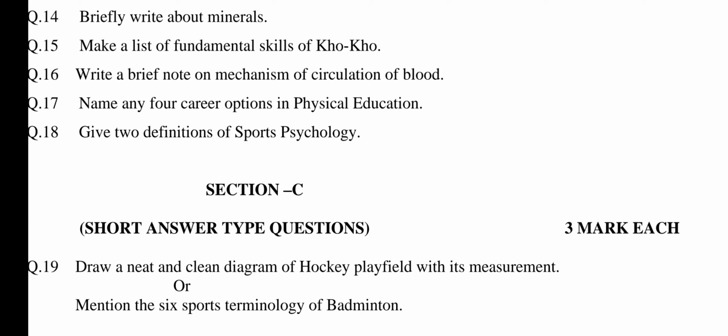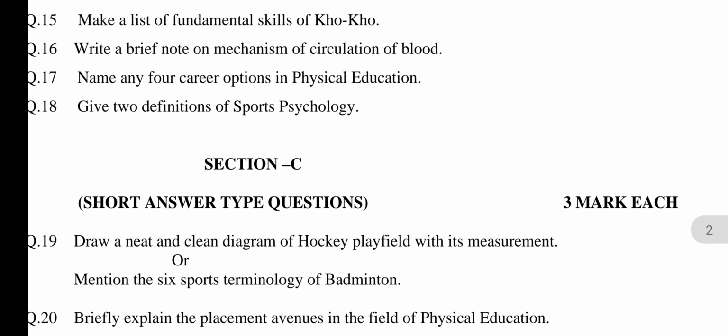Make a list of fundamental skills of Kho. This question is related to chapter number 6, concept of major games and sports. The answer may be: fundamental skills of Kho are divided into two parts, that is chaser skills and runner skills. Chasing skills. Few chasing skills are as listed below.